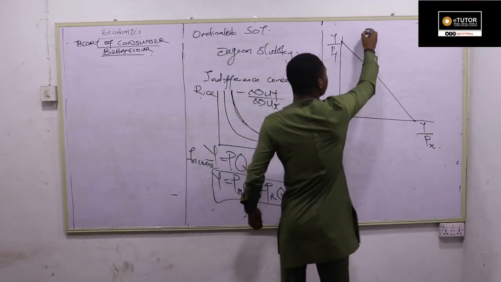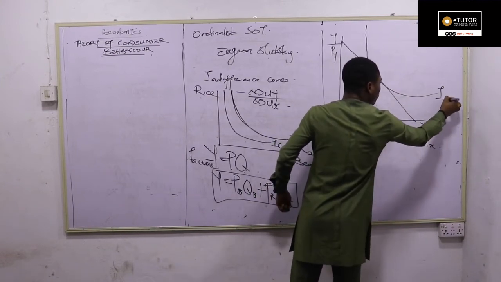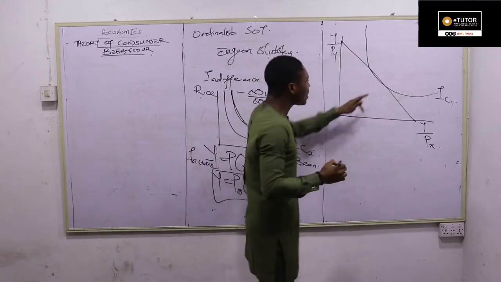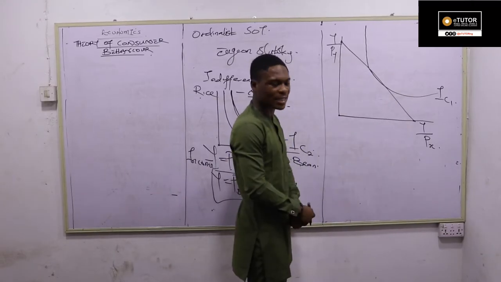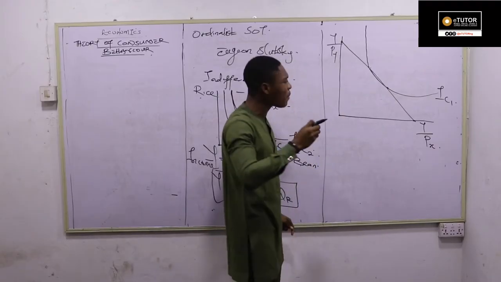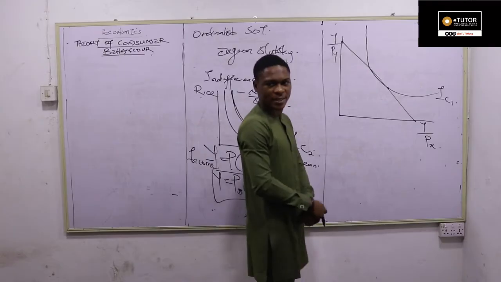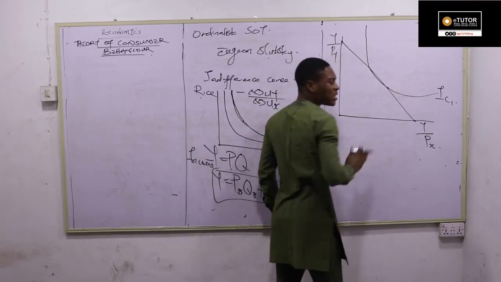So if this is indifference curve 1, in this case we can't see any point of tangency. However, we can see 2 points of intersection, but we are looking for the point whereby it will be tangential to it without having any space. So this is a consumer's indifference curve.